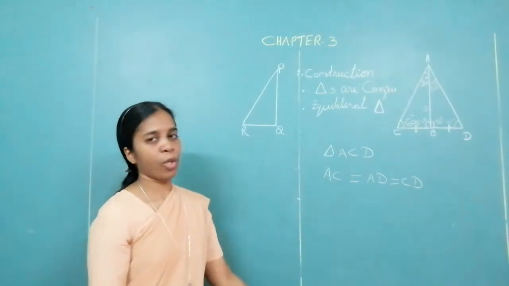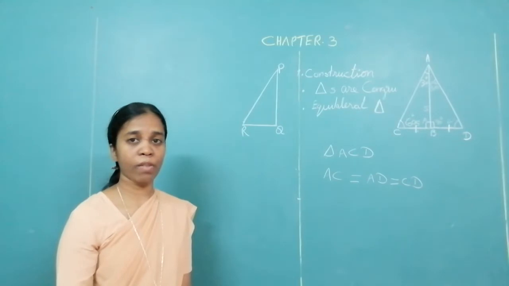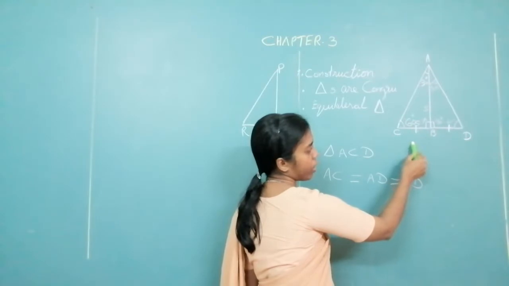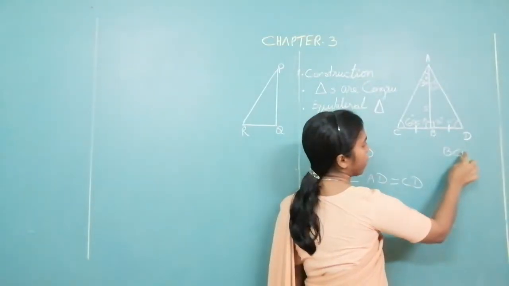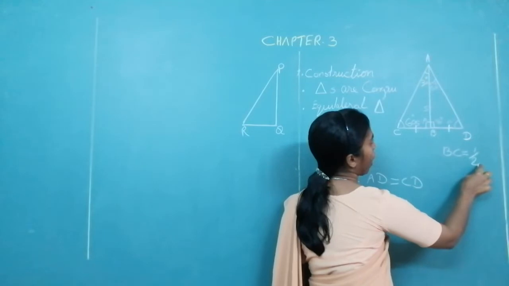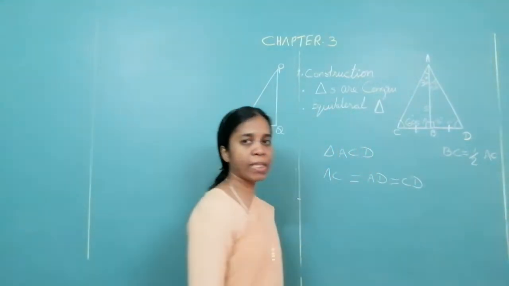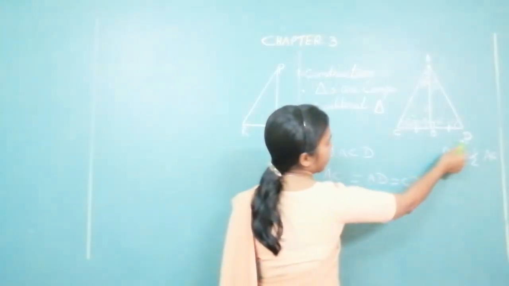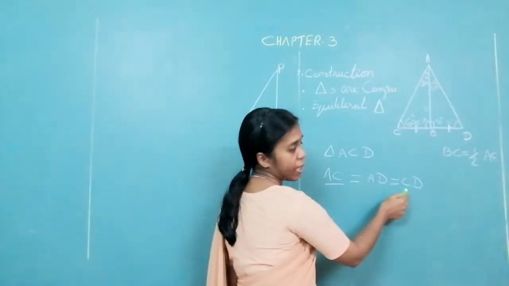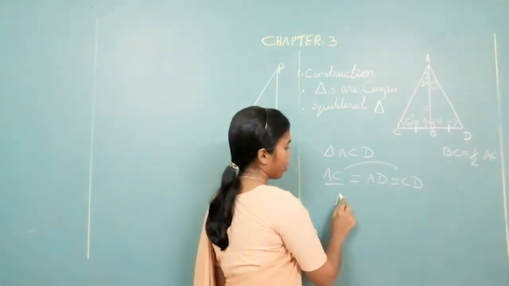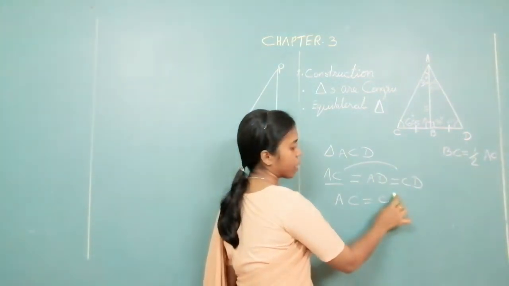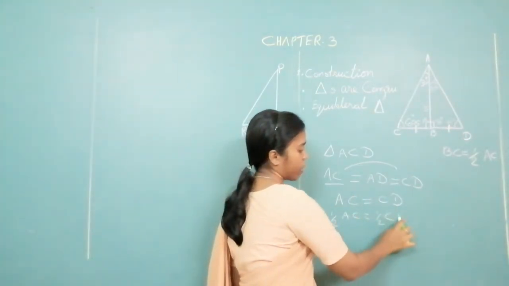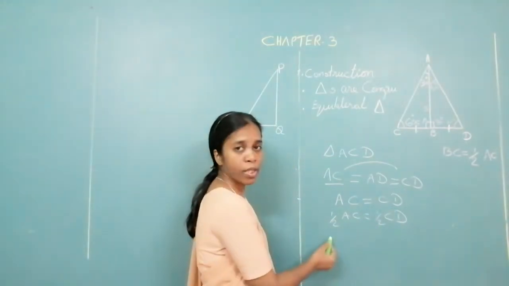Now, look at what we want. What are we supposed to show? We have to show the side opposite to 30 degree, that is, we have to show BC is equal to half of AC. Where do we get BC? BC we get in DC. So we will take only these two. From here we get AC is equal to CD. I can write half of AC is equal to half of CD. I am just multiplying both sides with half.